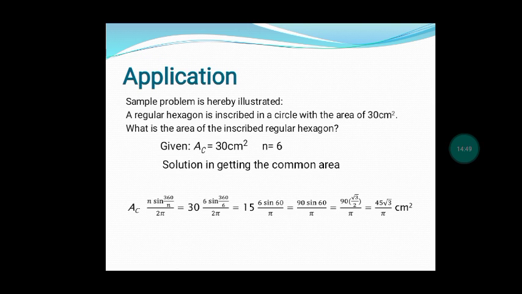So, application. The sample problem is illustrated here. A regular hexagon is inscribed in a circle with an area of 30 cm squared. What is the area of the inscribed regular polygon? So given the area of the circle is 30 cm squared, and the number of sides of a regular hexagon is 6. So the solution in getting the common area.